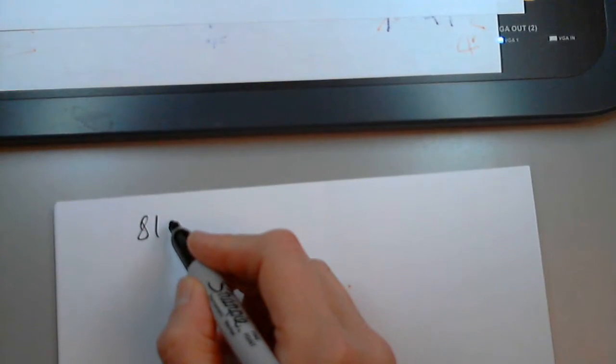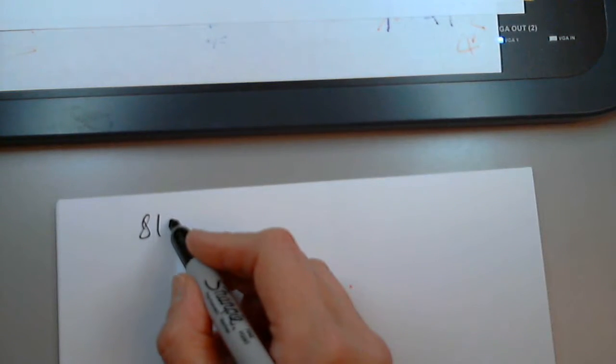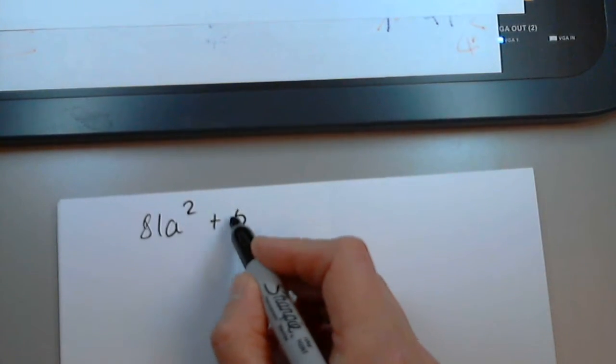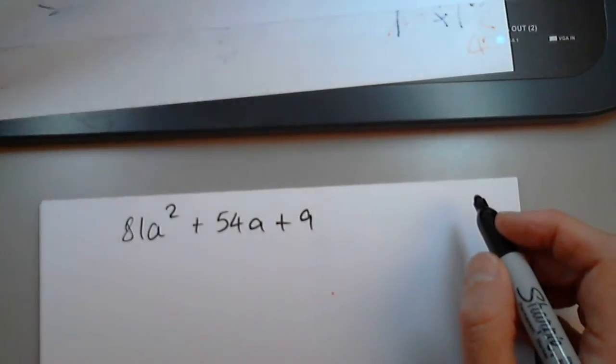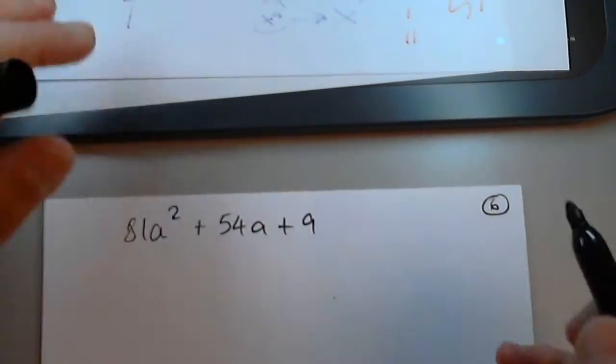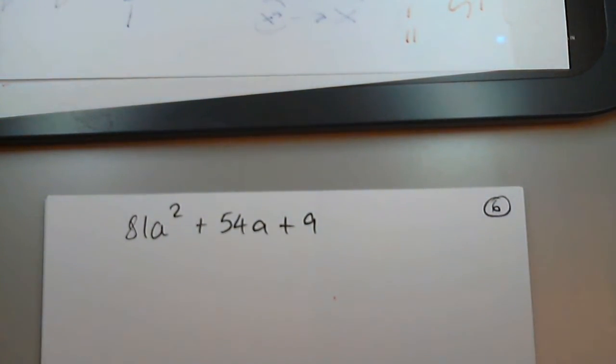D, another trinomial. 81a to the second plus 54a plus 9. Okay, I was hoping that you will turn the page and move on to the next type, but so we can look at all different types. Can I just see for a second? Is it 9 or 8? 9. Yes, so I thought we already finished that special products.